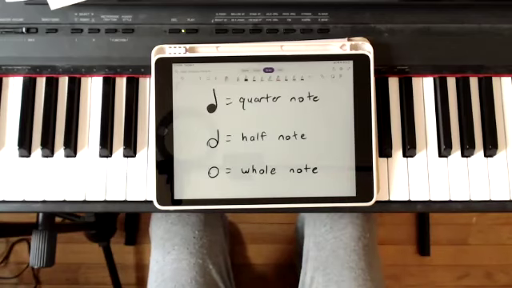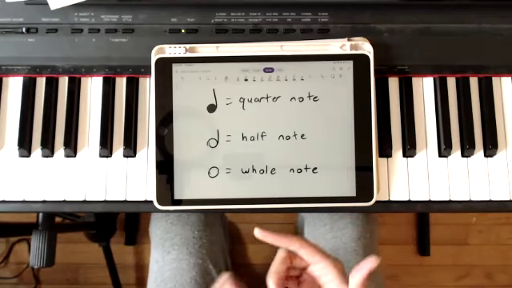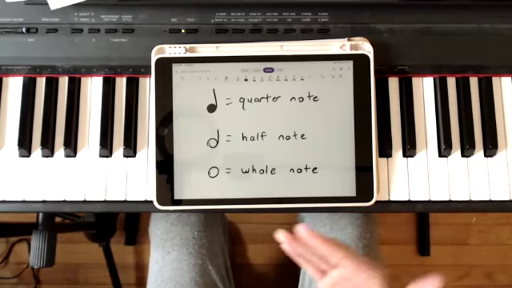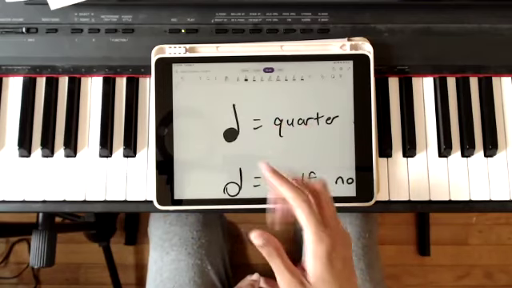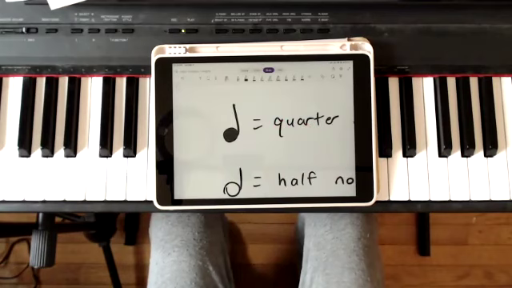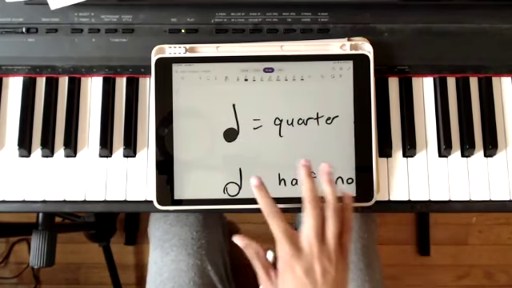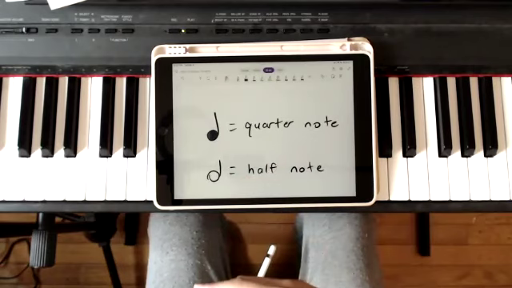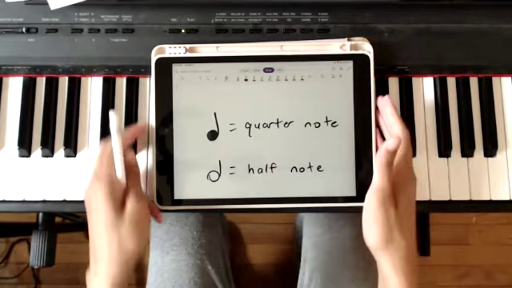So the first thing I need to cover is what are rhythm notes and how do they sound? There are different types of rhythm notes. These are just three of the main ones you need to know as a beginner. This one, which you may see in sheet music, is going to look like a stem and a closed circle. That note is what is called a quarter note. And a quarter note is going to be 1 beat long.